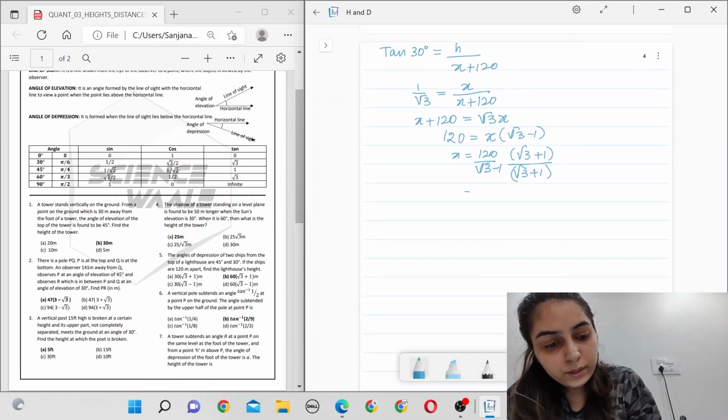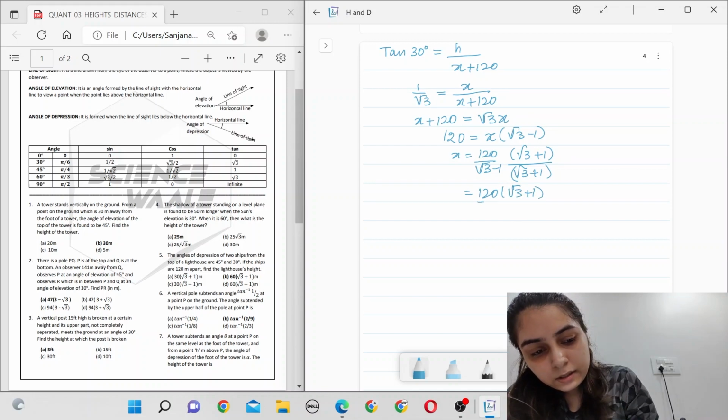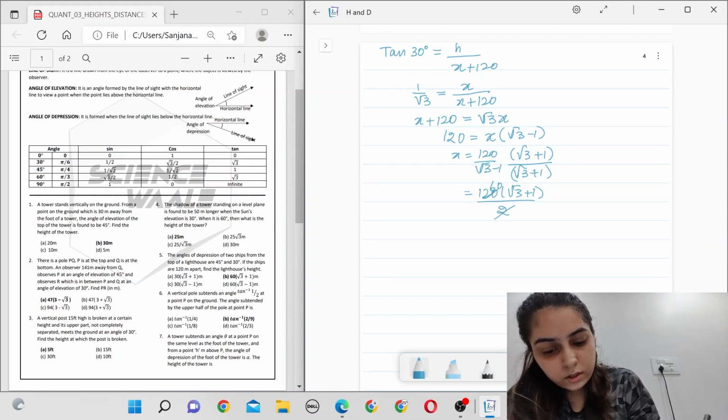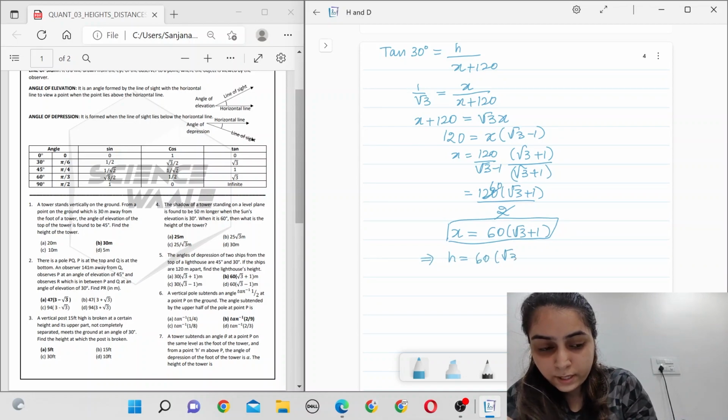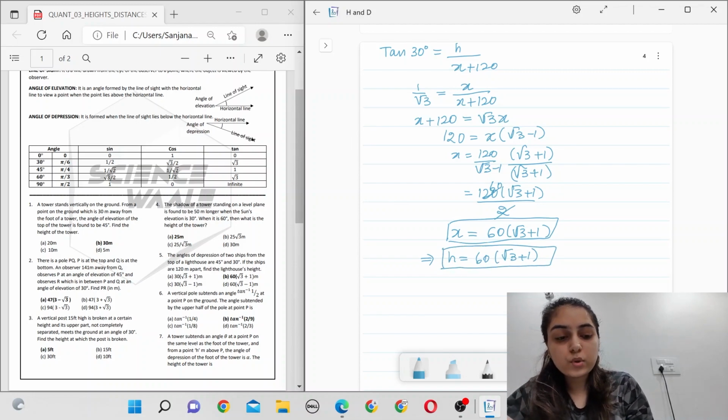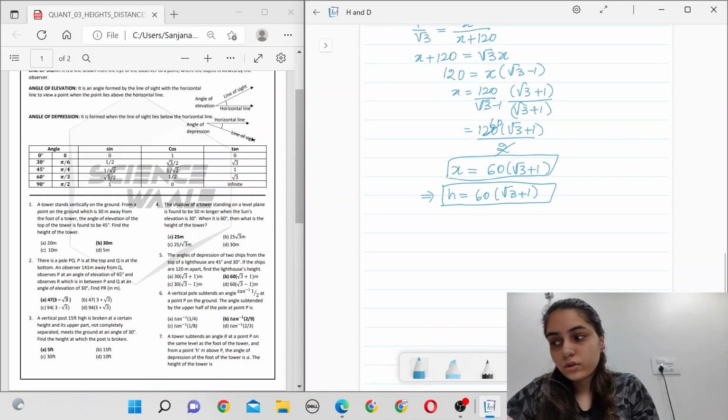So that is going to be 120 into (root 3 plus 1) by 2. So 60, so it is 60 into (root 3 plus 1) x. So if x is 60 into (root 3 plus 1), that implies h is also equal to 60 into (root 3 plus 1), since x is equal to h. So we are done with this question.